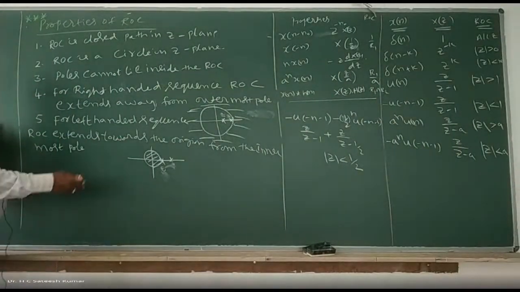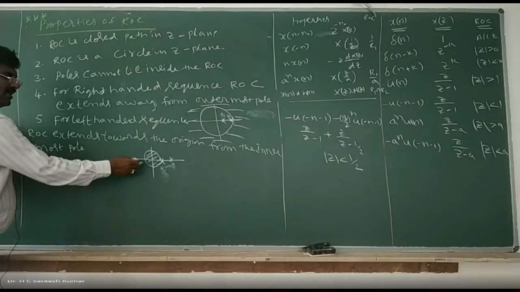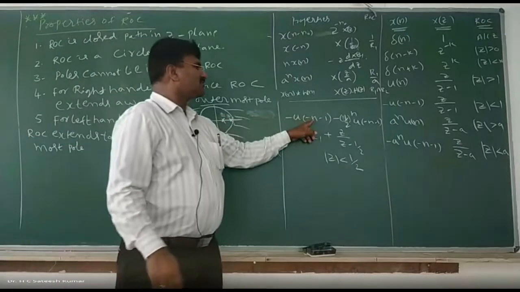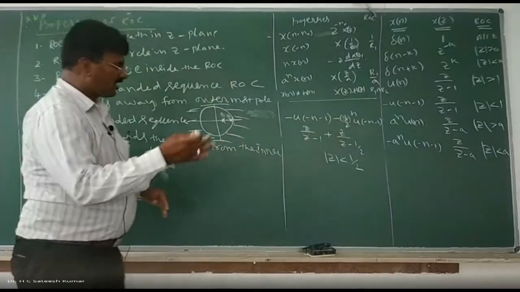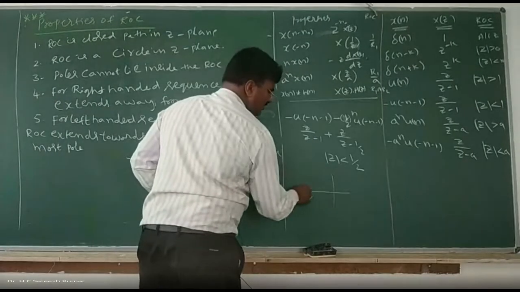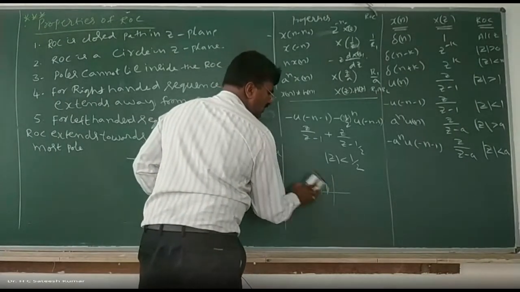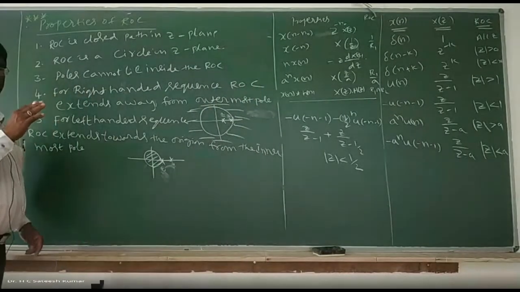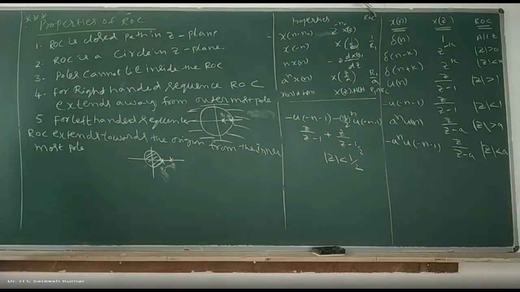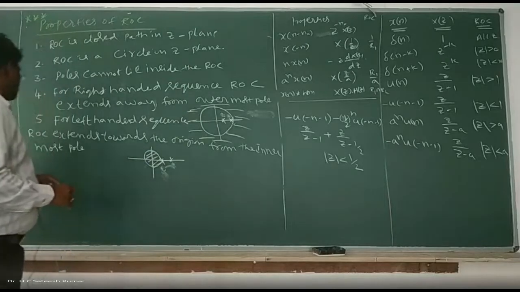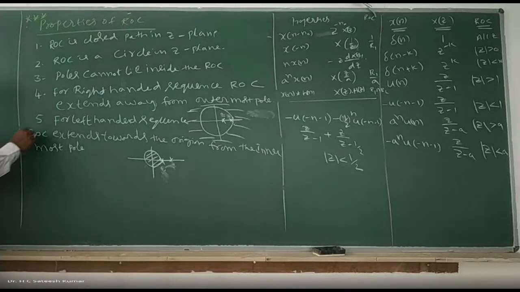So therefore, ROC extends towards the origin from the innermost pole for the left-handed sequence. Left-handed means what? Minus n, towards the origin or the left side of the sequence. Minus n means the sequence is something like this side. So this is known as a left-handed sequence. If the sequence ranges from 0 to infinity, it is right-handed. If the sequence ranges from 0 to minus infinity, we call it a left-handed sequence, right? Okay, right. Next. This is the fifth one.